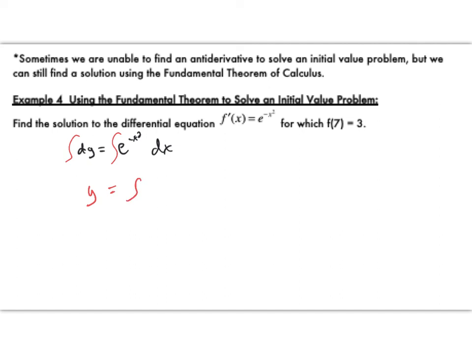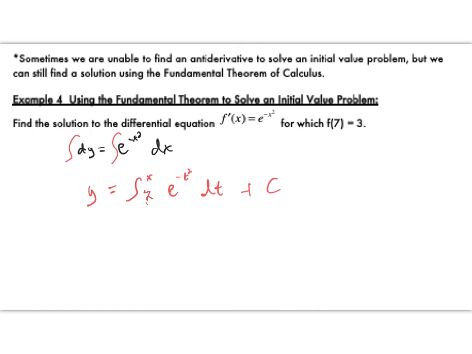So this is going to be the definite integral from something to x of e to the negative t squared dt plus our mysterious constant. Okay, now you notice that I left the lower limit of integration open right now. There's a reason behind that. Your lower limit of integration is going to be whatever your x value is in your initial value problem. All right, now why is that the case?